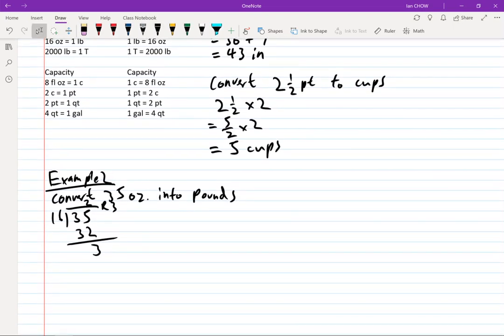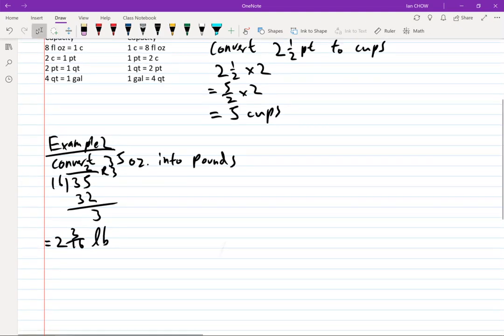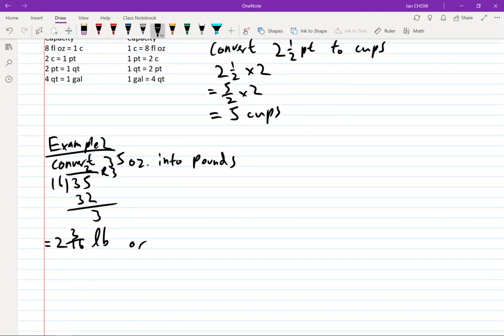If we think of it in fraction form, in pounds, it's going to be 2 and 3 over 16 pounds. Or we can write this as 2 pounds and 3 ounces. I'm probably not going to write it in decimal form because it's not a nice decimal. So let's just keep it to either 2 and 3 over 16 pounds or 2 pounds and 3 ounces.